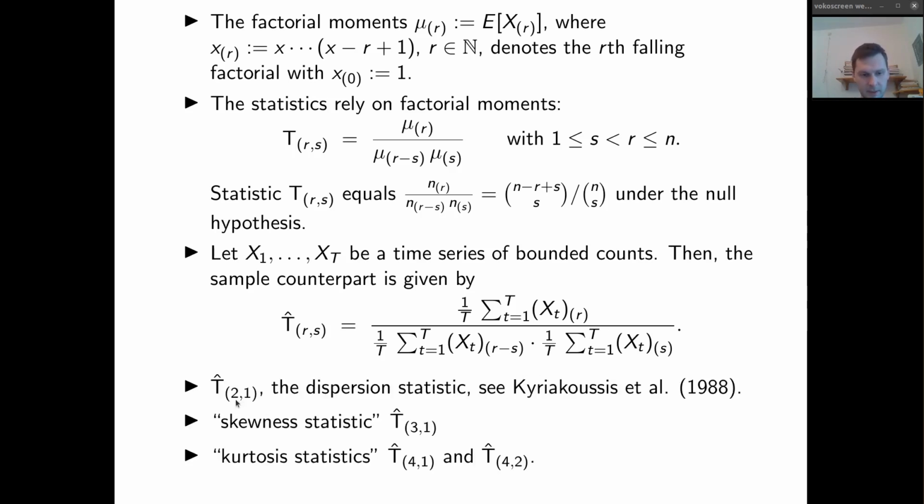If we plug in r equals 2, we get the dispersion statistic, which is the main competitor to all other statistics, and we looked at the skewness statistic and the kurtosis statistic, both of them.